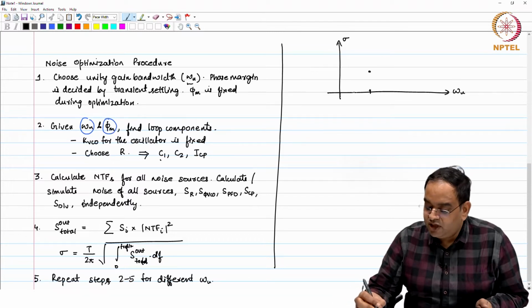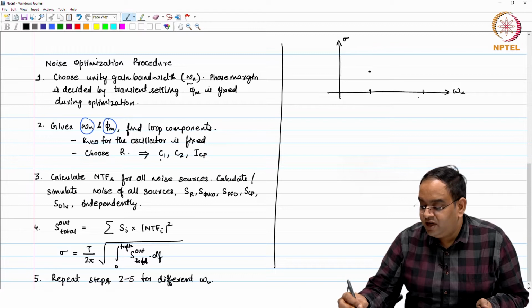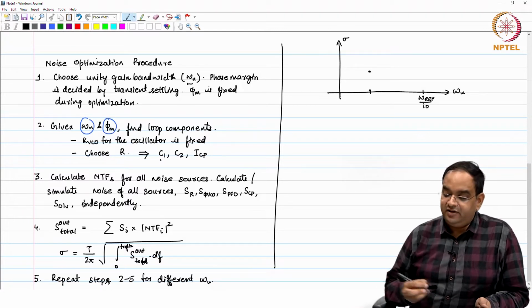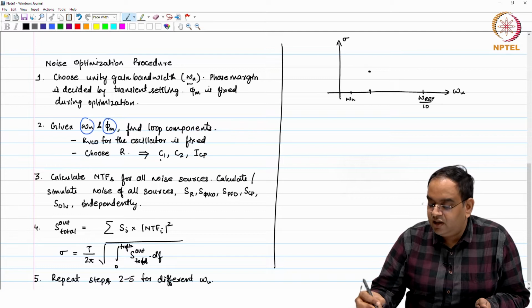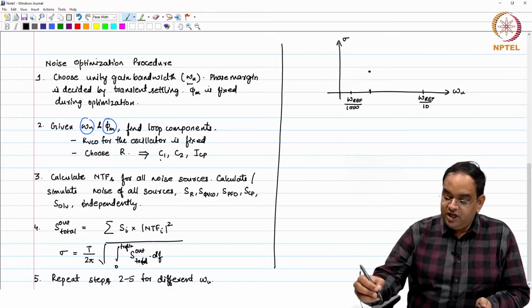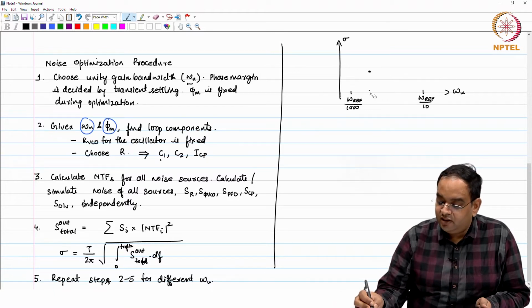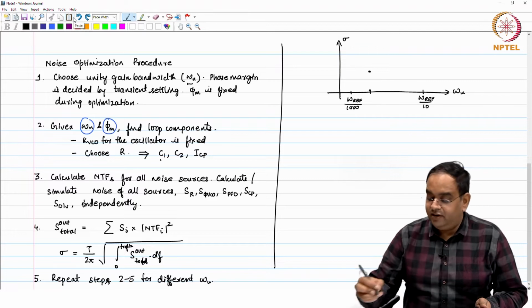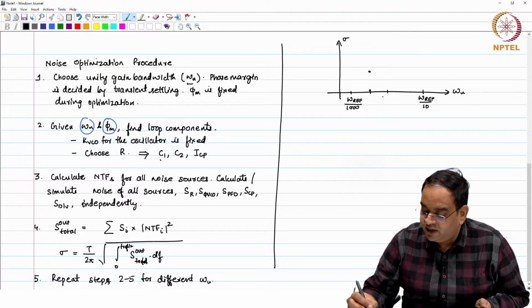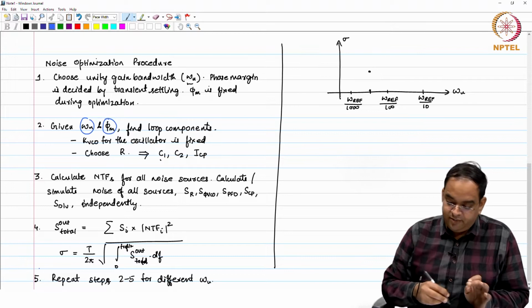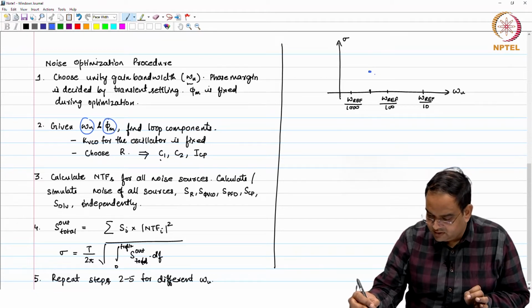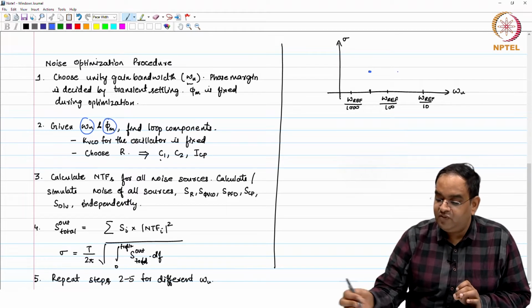Normally you can vary, and this is just an example, from omega ref by 10, because till that point our modeling is valid, and maybe you can go to omega ref by 100 or 1000, that depends. All these things we are doing at system level. So you keep on doing this, from omega ref by 10 to omega ref by 100. Let us say I pick up one value, this is omega ref by 100. I am repeating this exercise, and each of these unity gain frequencies is going to give me some amount of jitter.